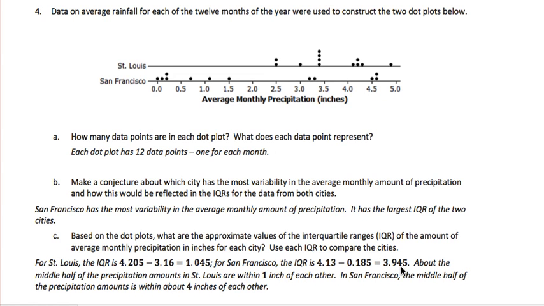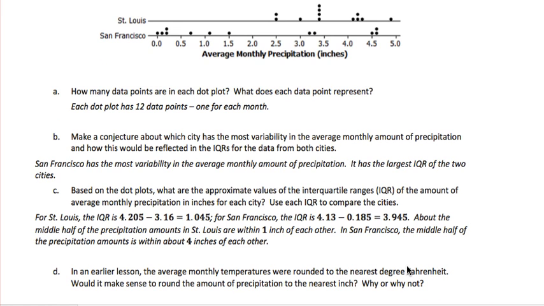And for San Francisco, the interquartile range would be 3.945. So about the middle half of the precipitation amounts in St. Louis are within 1 inch of each other. In San Francisco, the middle half of the precipitation amounts is within about 4 inches of each other. So there is quite a bit more of a range in San Francisco. 4 inches is a big change.